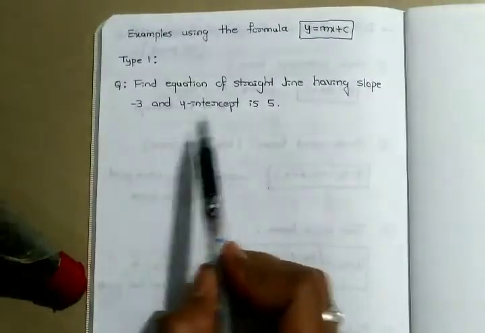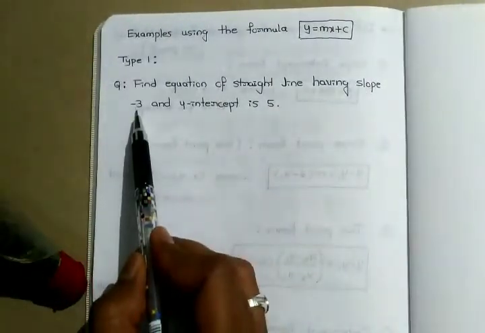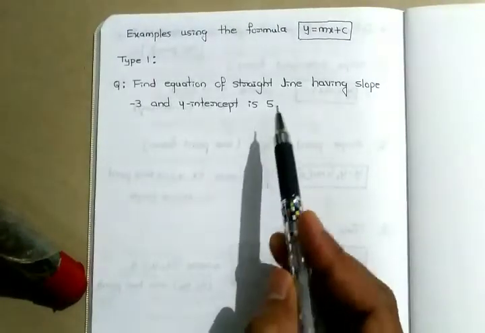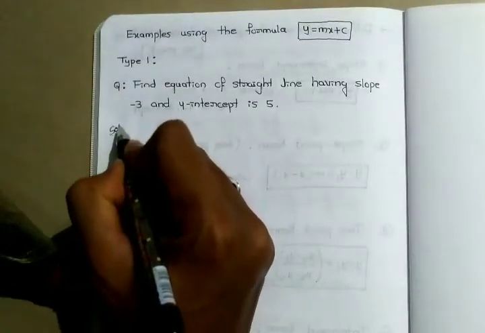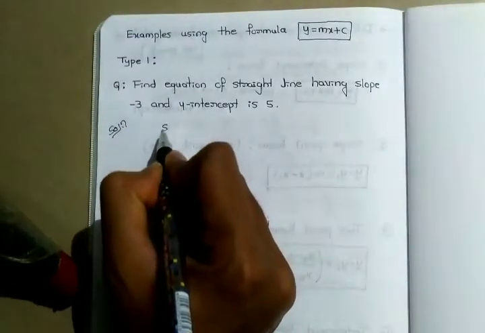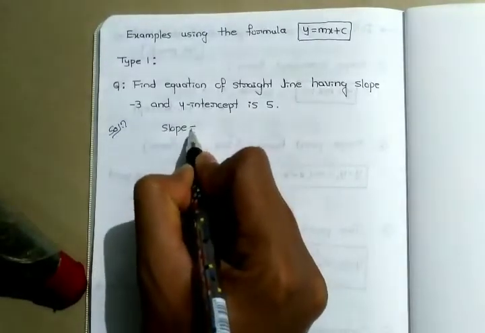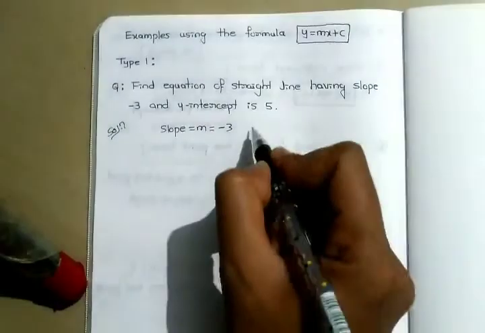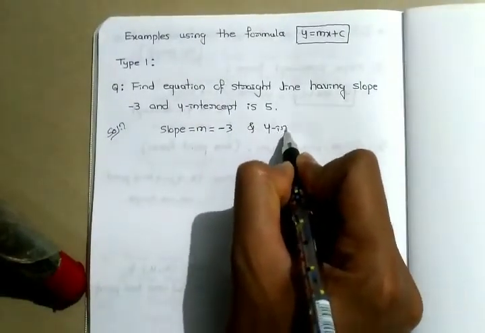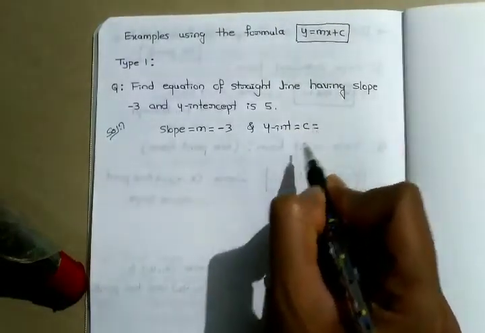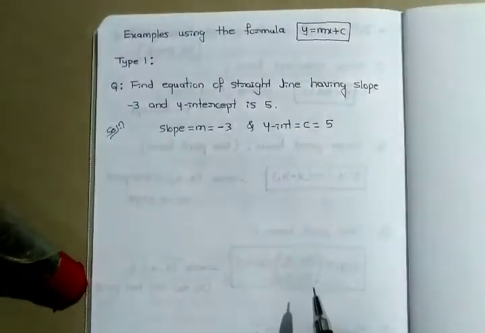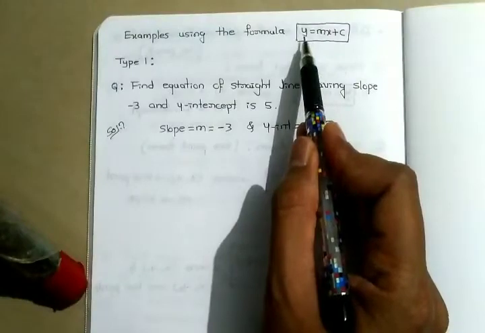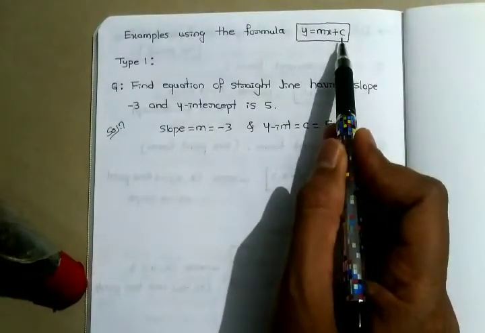And which two values are given? Slope is given, how much? -3, and the y-intercept value is given, how much here? 5. Therefore, solution: first, note down the given points. Here slope is given, that is m, how much? -3, and the y-intercept is given, that is c, how much? 5, correct? So when the m value and the c value are given, which formula do you apply? y equals mx plus c.